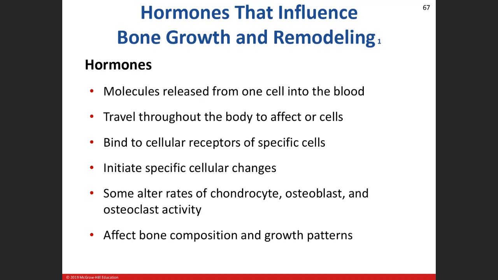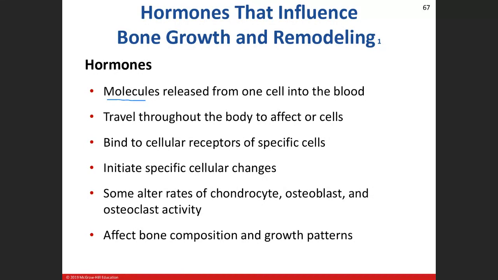All right, so hormones. We get to talk a little bit more in detail in chapter 17 on hormones, so I'll just kind of keep it to the basics that are just involved with the bones here, okay? But hormones are chemical messengers. Here we describe them as molecules released from one cell into the blood. Then it travels to what we call the target cell, and then it stimulates the target cell to do whatever function it's supposed to do.